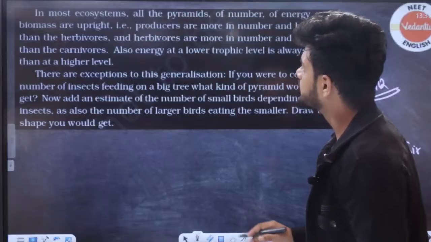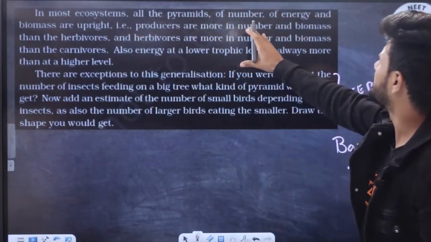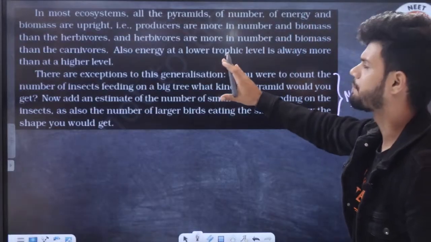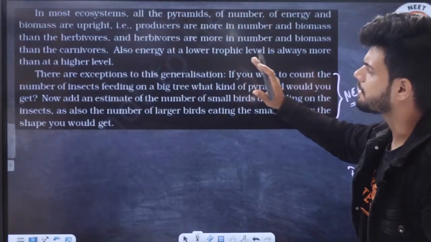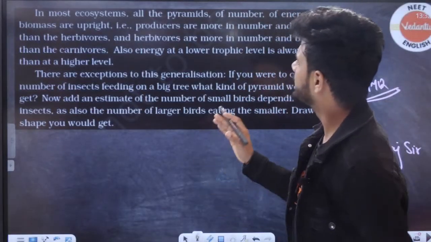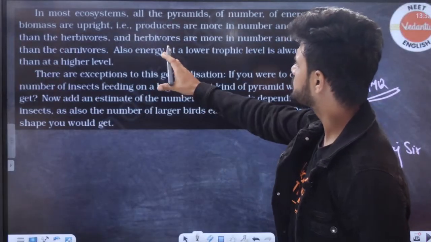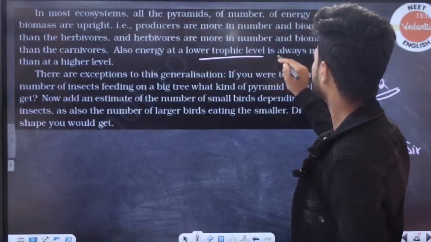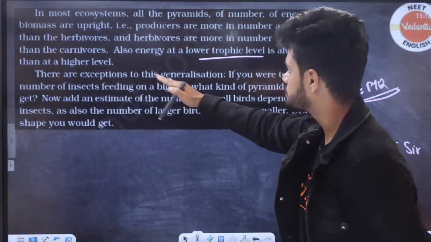Now, in most ecosystems, all pyramids of number, energy and biomass are upright. Producers are more in number and biomass than herbivores, and herbivores are more in number and biomass than carnivores. Also, energy at a lower trophic level is always more than at a higher trophic level. Okay, there are exceptions to this generalization.